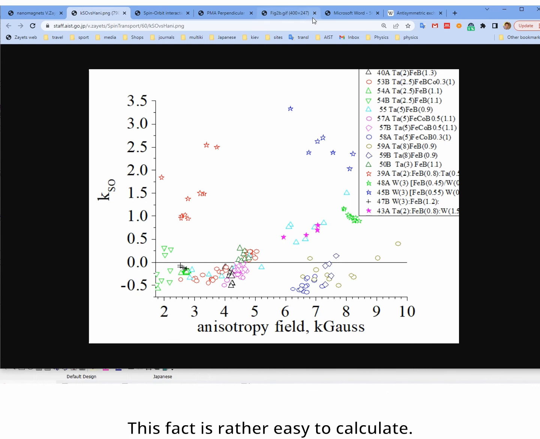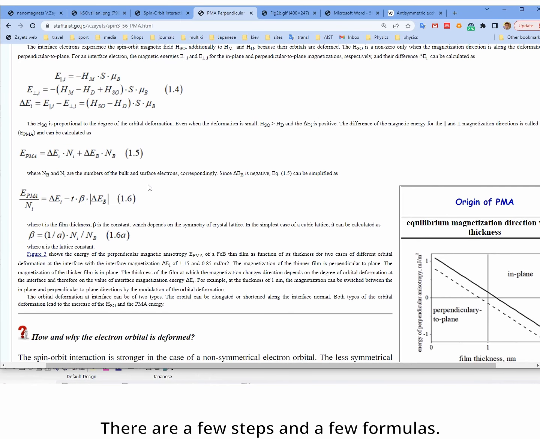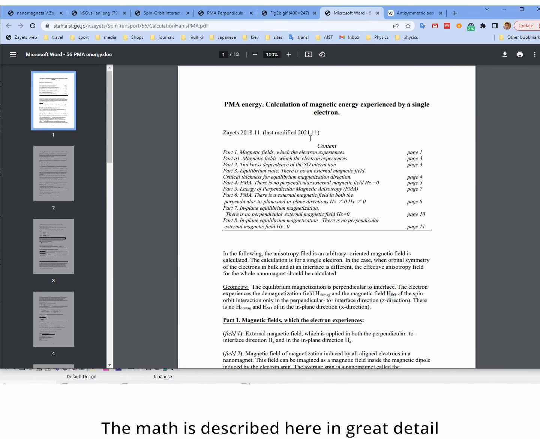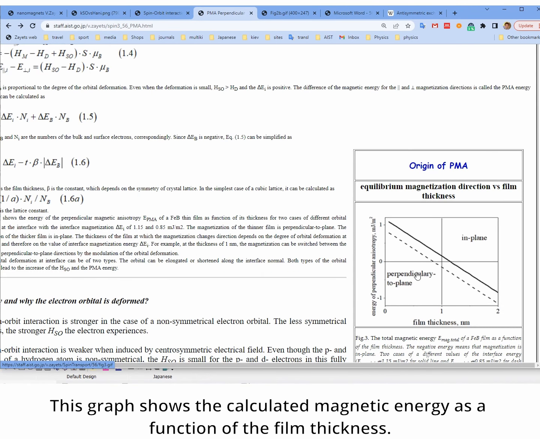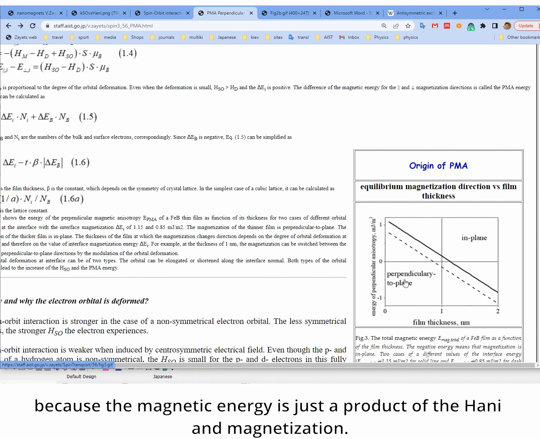This fact is rather easy to calculate. There are few steps and few formulas. One is to take the total magnetic energy and minimize it. The math is described here in great detail. These graphs show the calculated magnetic energy as a function of the film thickness. The anisotropic field follows the same dependence because the magnetic energy is just a product of the anisotropic field and the magnetization.